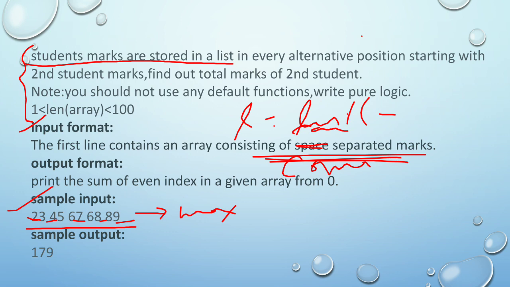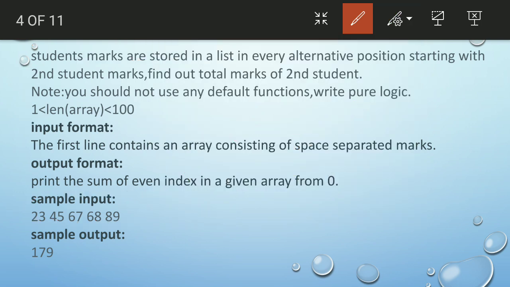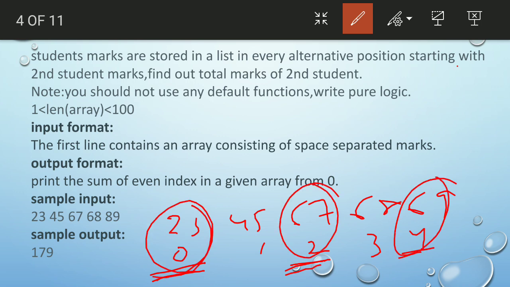Now the output, what do we need to print? Print the sum of even index in the given array starting from 0. So it is talking about the index. Whose index is even, print that sum in the given array. So see here, it's 23, 45, 67, 68 and 69. So the indexes are 0, 1, 2, 3 and 4. Whose index is even, that number should be added. So 23, 67 and 69 will be added.